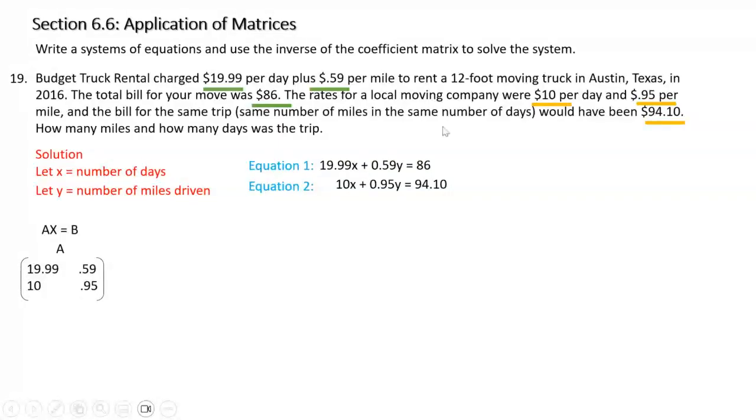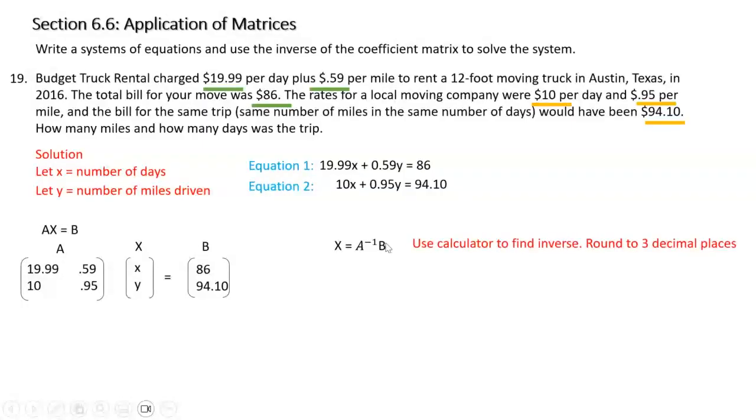This is matrix A: 19.99, 0.59, 10, and 0.95. My X will be X times Y, equals 86 and 94.10. Now, if you get the inverse of A, you can use a calculator to find the inverse. Just plug this in the calculator and hit the inverse key, and it will give you the inverse. Okay, and that'll be the inverse, guys.